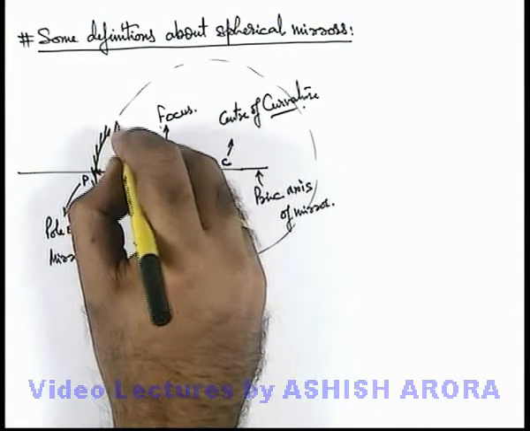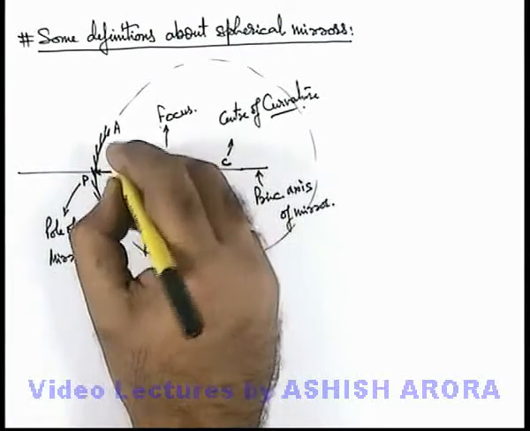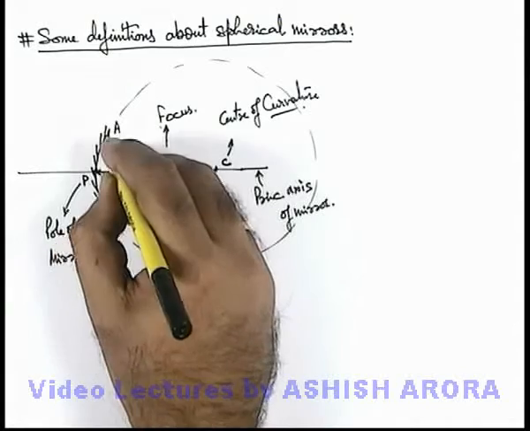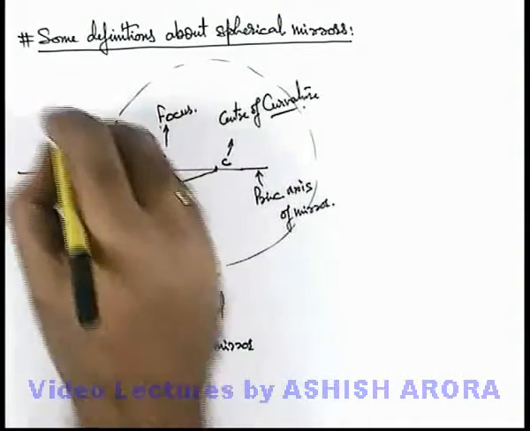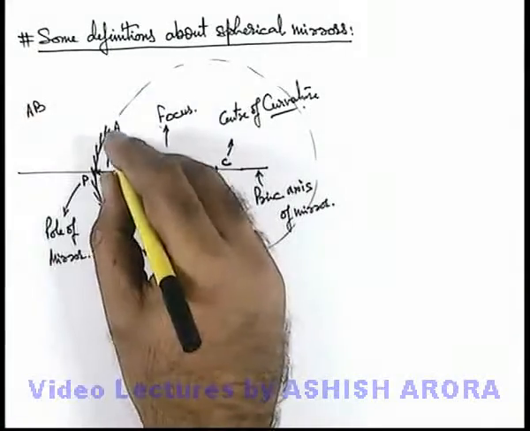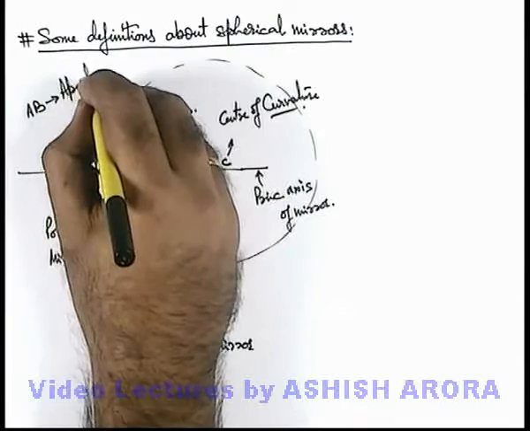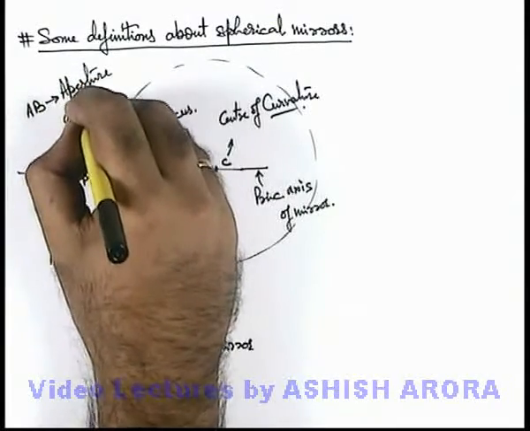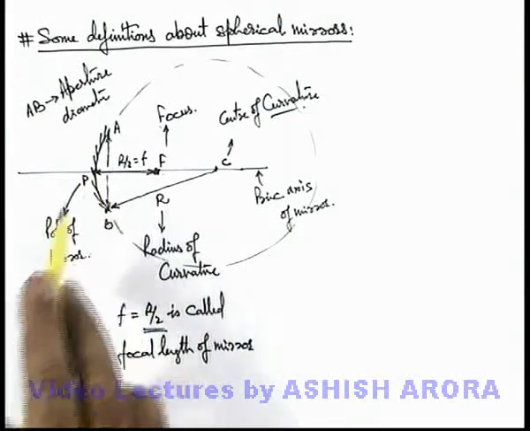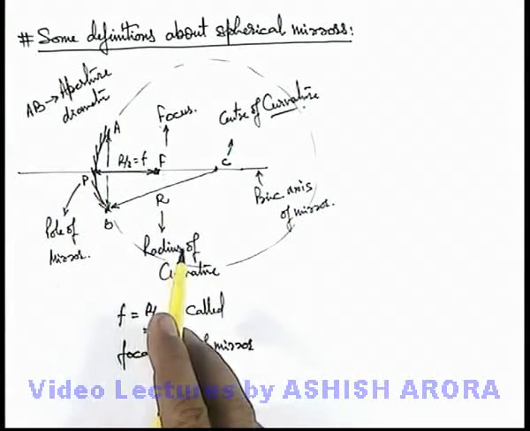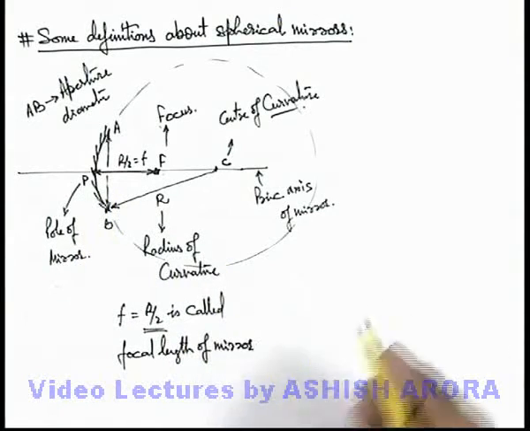In parallel, if the edges of this mirror are considered as AB, then this AB can be written as the aperture diameter of the mirror. Here AB is the diameter of this three-dimensional mirror, which is called the aperture diameter of this mirror. Similar to the definitions we have discussed here for the concave mirror, we can define the same for the convex mirror also.